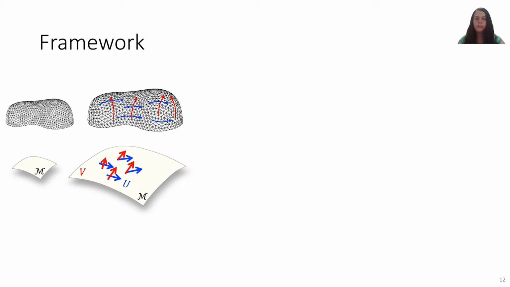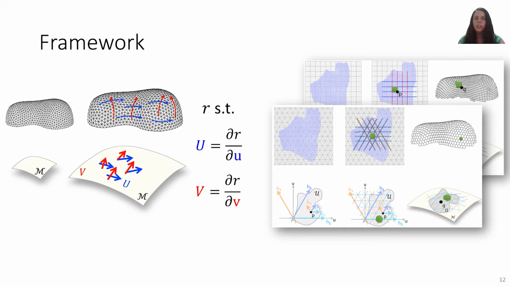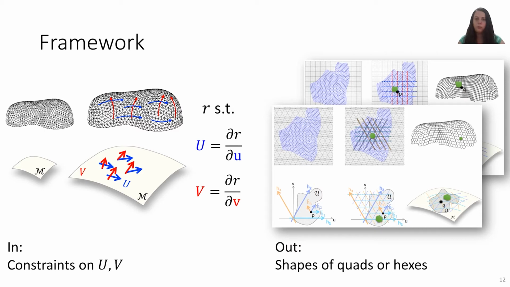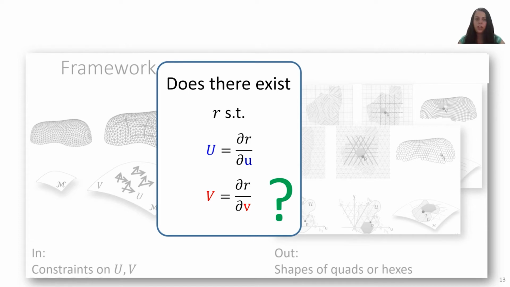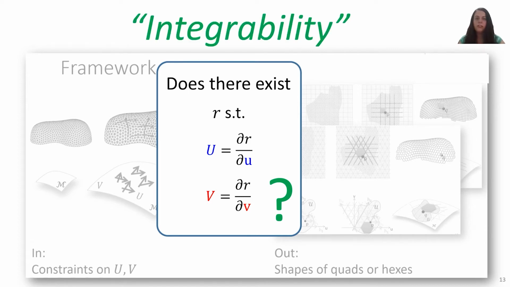Starting from an input shape, we prescribe 2 vector fields U, V, and then find the parameterization R such that U, V are its derivatives, and then continue as before. So we define different constraints on U, V according to our requirements, this is our input, and get the shapes as output. But first we need to ask whether there exists a parameterization R such that U, V are its derivatives. This concept is called the integrability of U, V, and is the main technical challenge in this approach: how to optimize for U, V such that R exists.